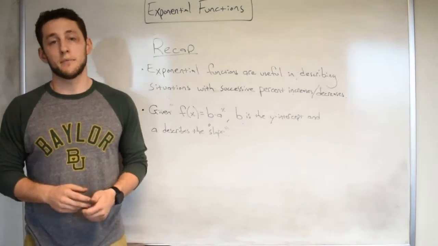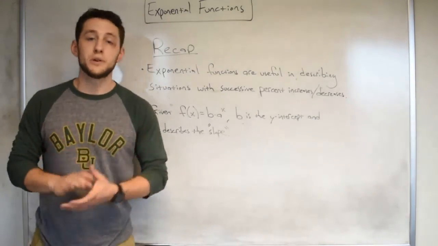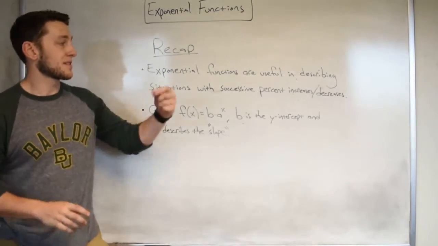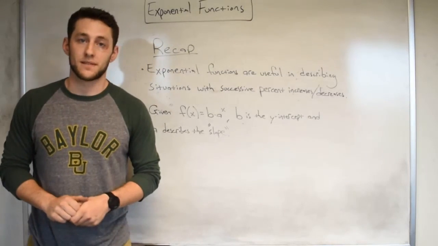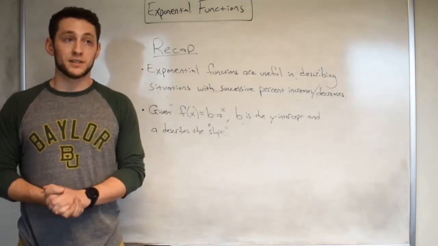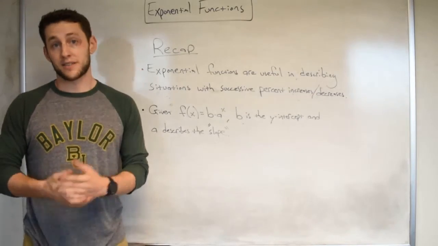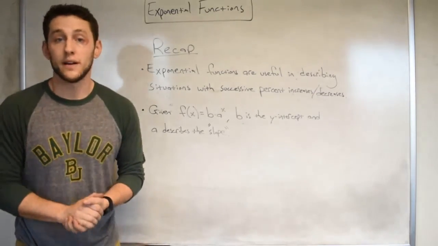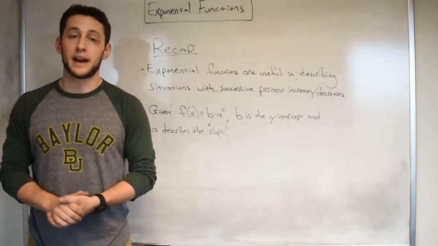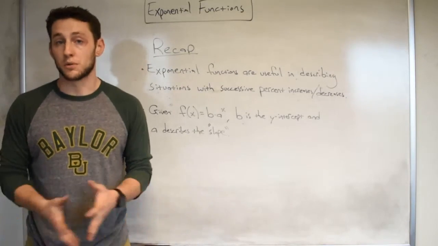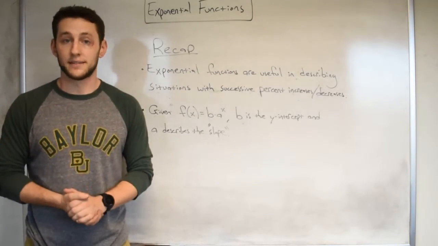Now as a quick recap, these exponential functions were useful in describing situations with successive percent increases and decreases. So, for instance, if we wanted to describe exponential decay, such as carbon dating, something that's useful in there, these are the types of functions we want to be after. Or population growth is a pretty common example of that.